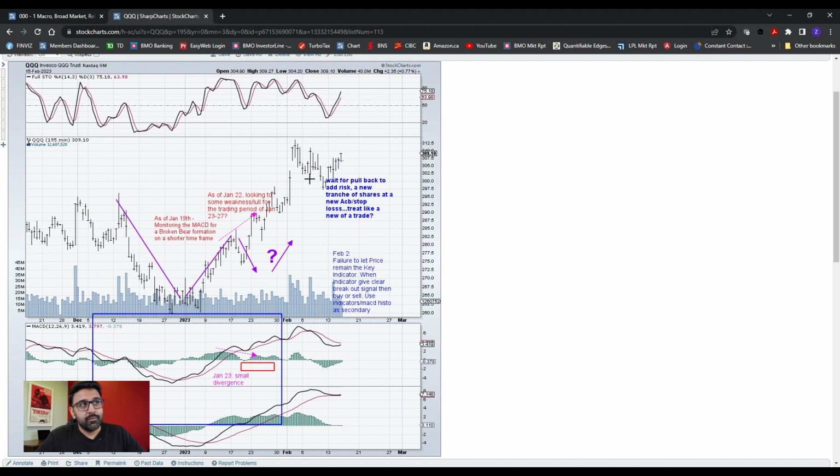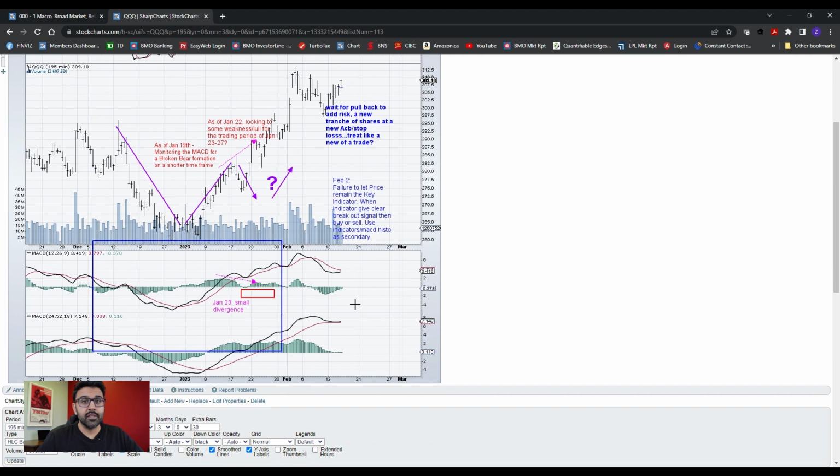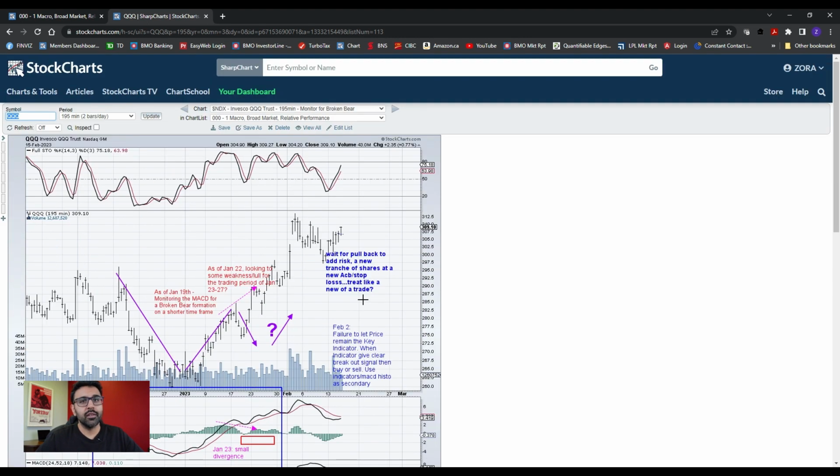Waiting for a pullback to add risk. We did do that. We got a pullback, added risk. I think this pullback was meaningful. It was from basically the 1st of February till February 13th, just a few days ago. Momentum has picked up over the last two trading days, but doesn't look that great. I would still say the move is probably to the downside.